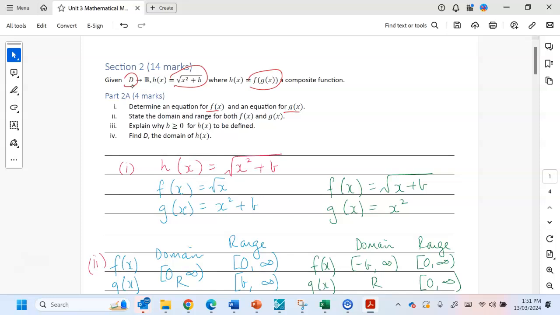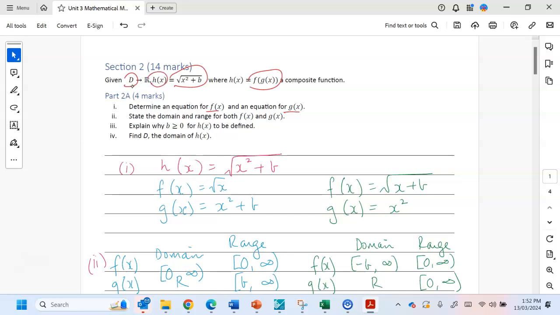So we can say that function is made up of two other functions, or composed of two other functions. What I've got on the left side in blue is one solution, and on the right side in green is another possible solution. So we could have had f of x be the square root of x, and g of x is x squared plus b. So when you do f of g of x, you get h. That's what it meant.